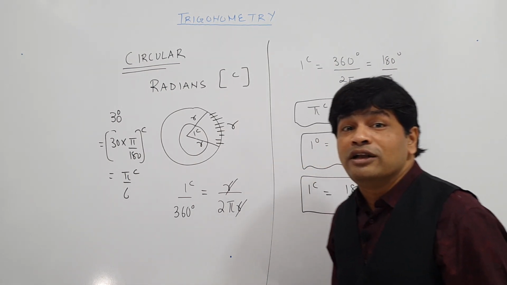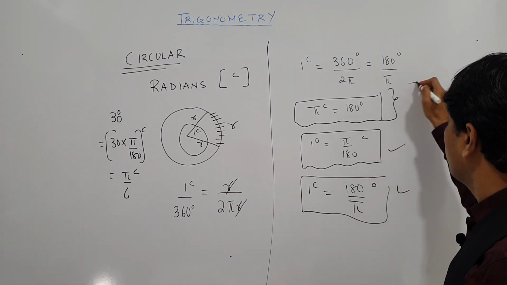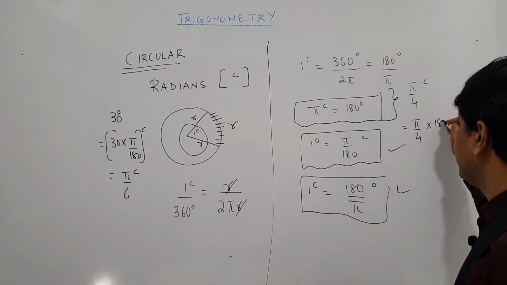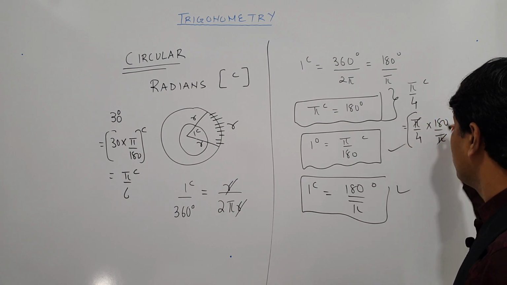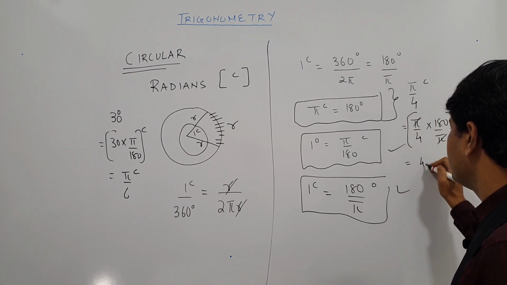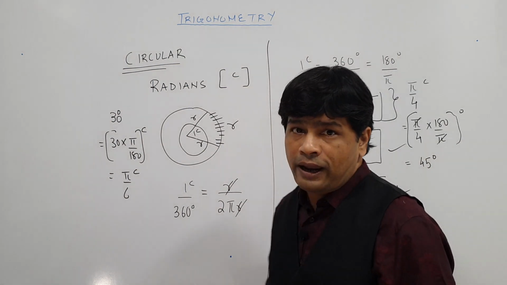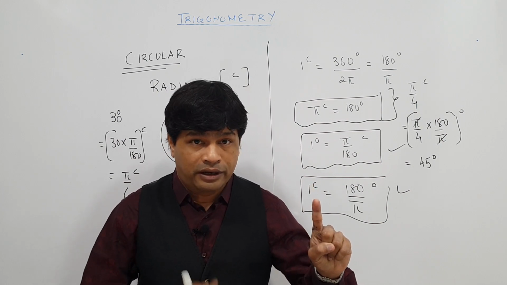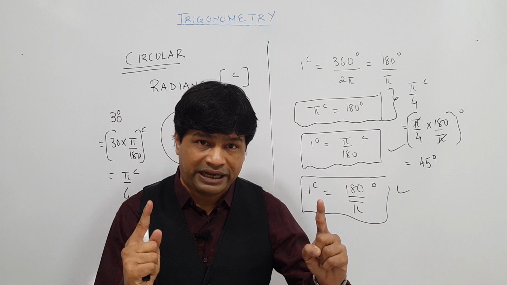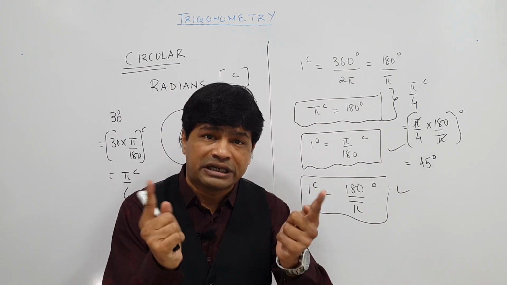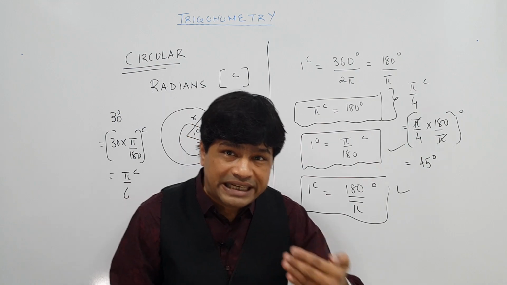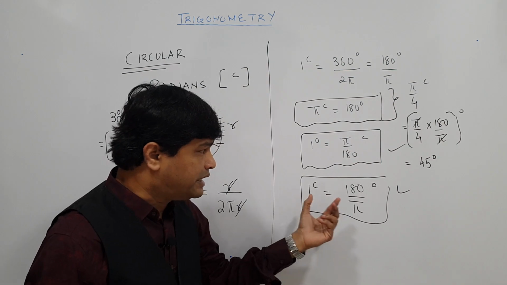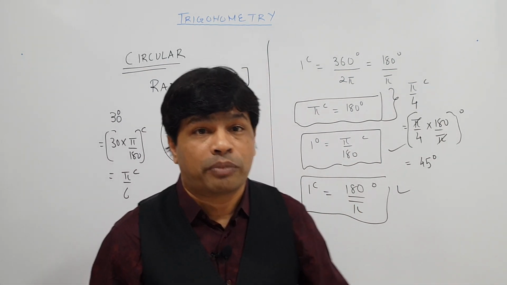If I want to convert pi by 4 radians into degrees, it is pi by 4 into 180 upon pi, which eventually gives me 45 degrees. So children, in school we studied the sexagesimal system of measurement of angles. Now we study the circular system of measurement of angles, radians. There is a relationship between degrees and radians. To convert degrees into radians, I multiply the given angle by pi by 180. To convert radians into degrees, I multiply by 180 upon pi.